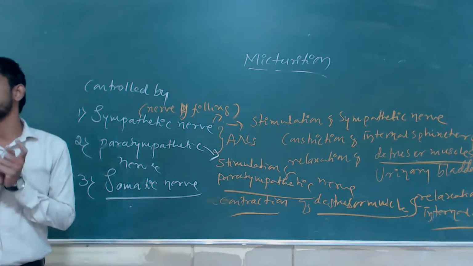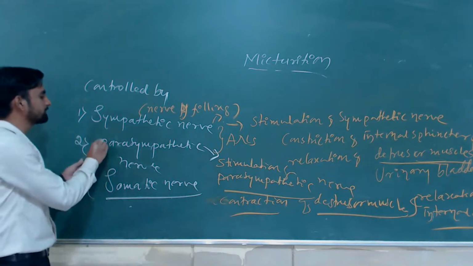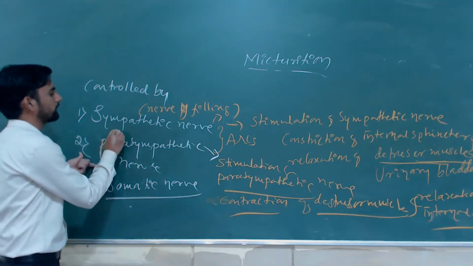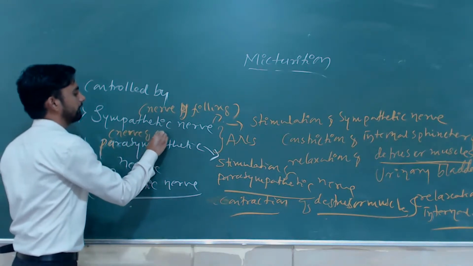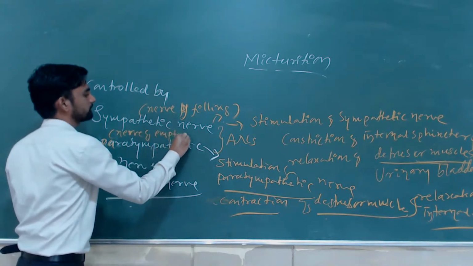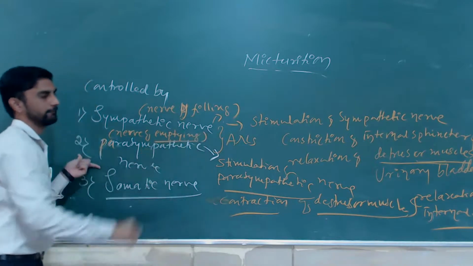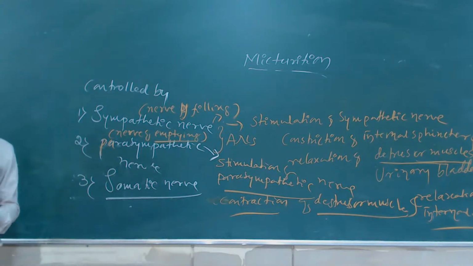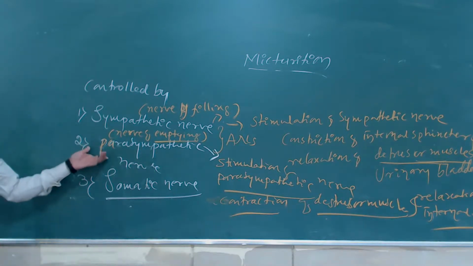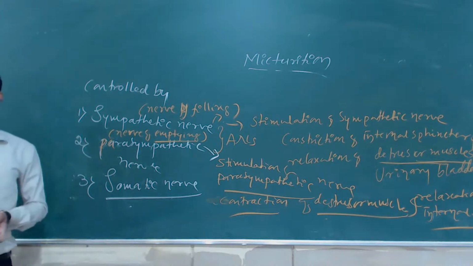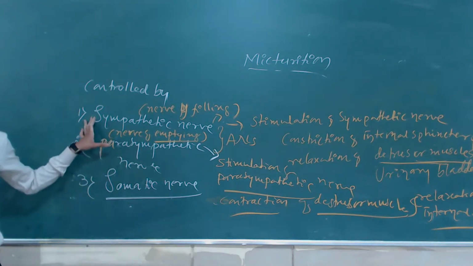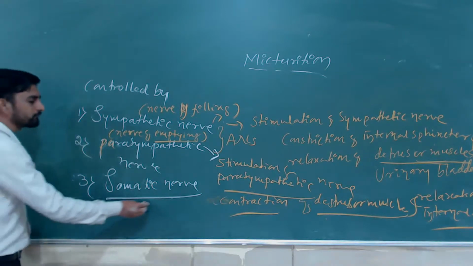By relaxation of this internal sphincter, this may cause what? Release of urine. That's why we can also call this parasympathetic nerve the nerve of emptying. Emptying in the sense what? It involves emptying of the urine from where? From the urinary bladder. So we also call it the parasympathetic nerve, or nerve of emptying. Are you getting my point? This is micturition. And one more is remaining.